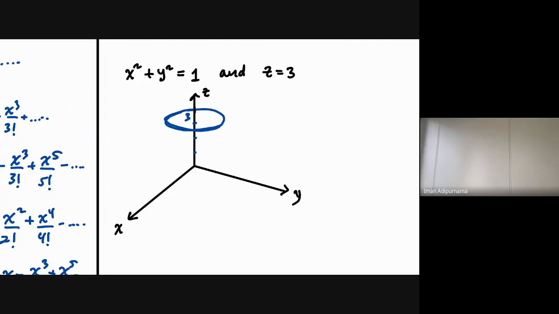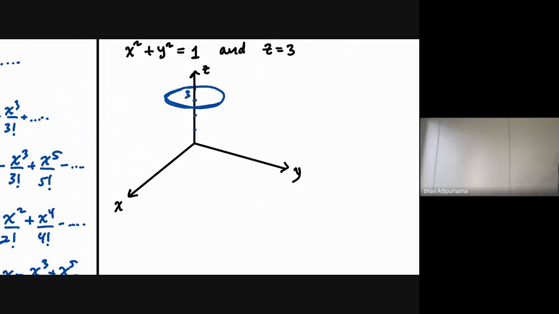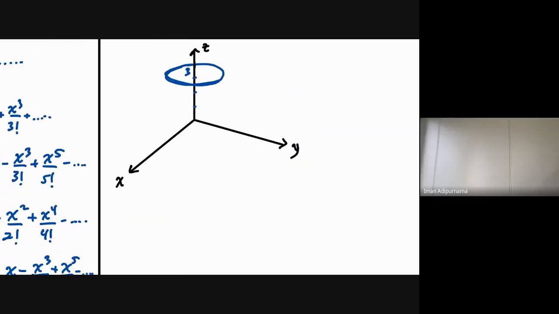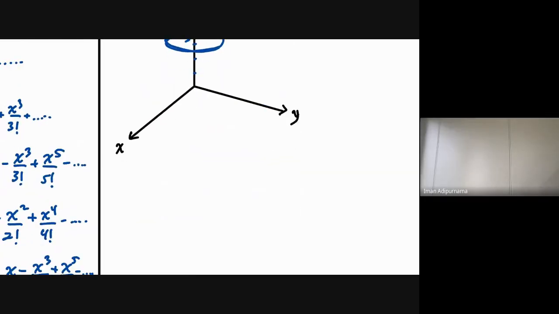Okay, that's the example. And then the question: what if you have only x squared plus y squared equals 1, without any z, but in a 3 dimension axis?